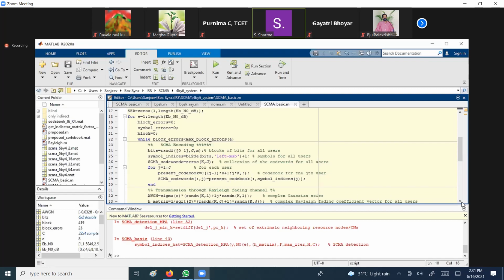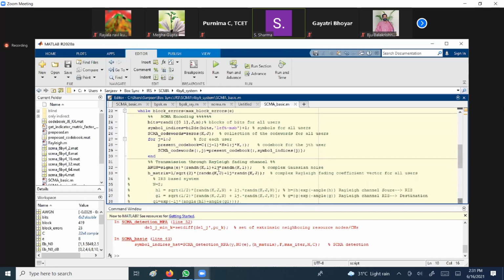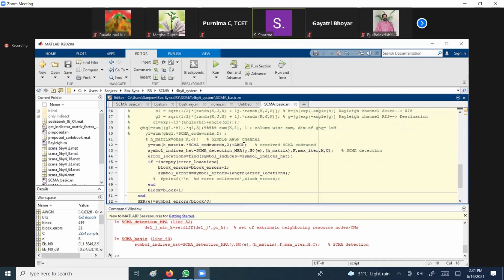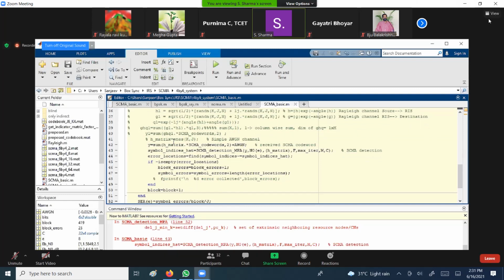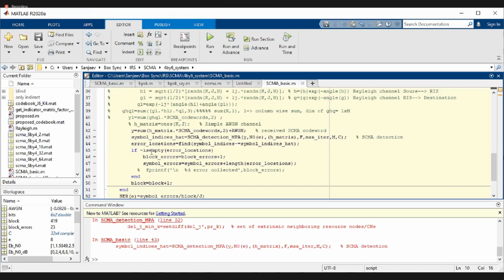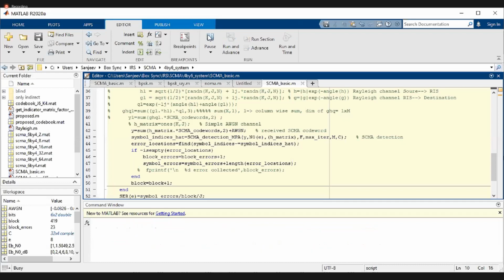Then this is AWGN noise. Okay, then this is the H matrix, that is the channel. Then this is the received signal of all the users. I'm considering the uplink scenario. Then this is the message passing algorithm to decode the information. Then these are the bit errors, how to collect the errors. So let's run the code. I'm just running 0 to 14 dB and collecting 15 errors at each SNR.